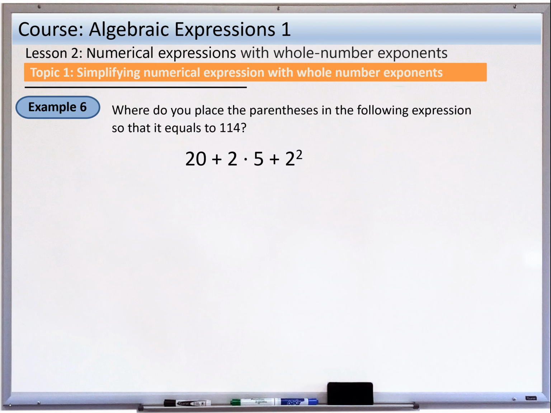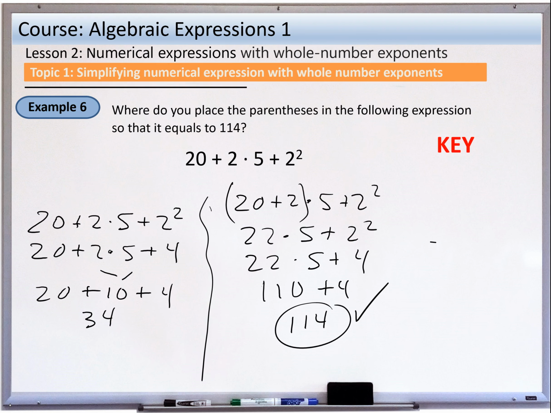Okay, let's see what you came up with. With a problem like this, I like to even try it without the parentheses just in case. So I did that and I got 34. Then I just randomly put the parentheses in around the first two numbers, which changes my order of operations, which gives me 20 plus 2 times 5 plus 2 squared. 20 plus 2 is 22. So I'm going to do my parentheses first. Now I'm going to do my exponent, and I get this. Multiplication comes before the addition. 110 plus 4, 114. Okay? So I was lucky and got it right the first time I placed the parentheses.